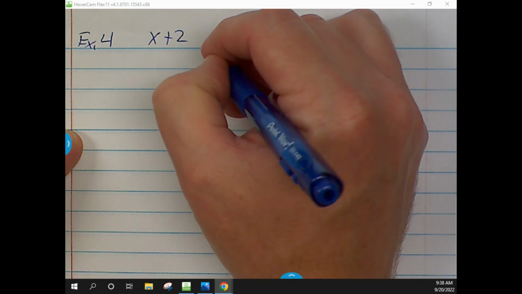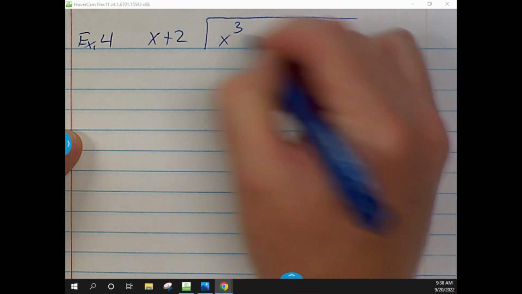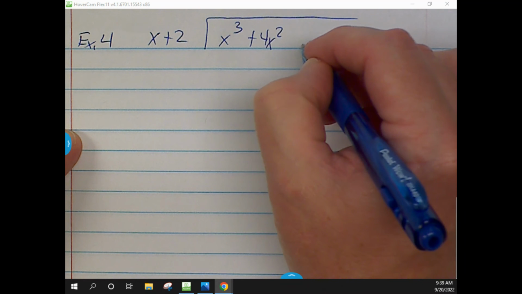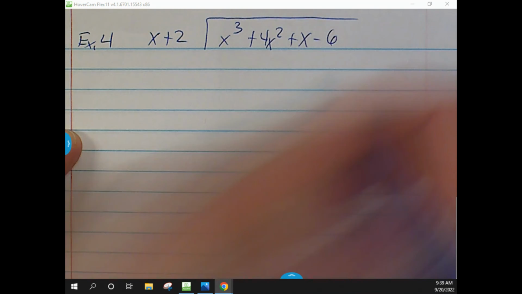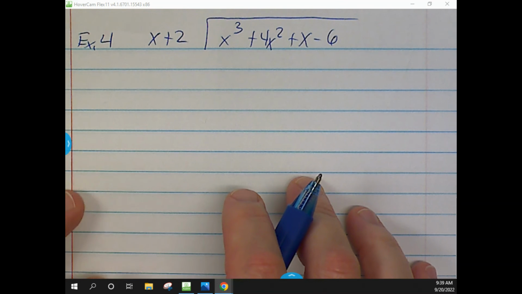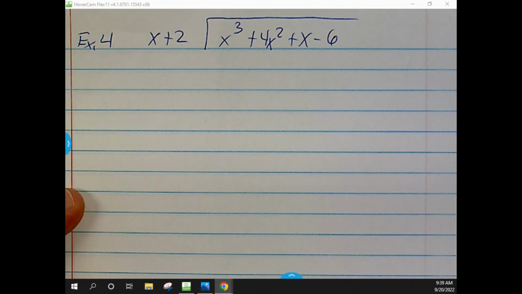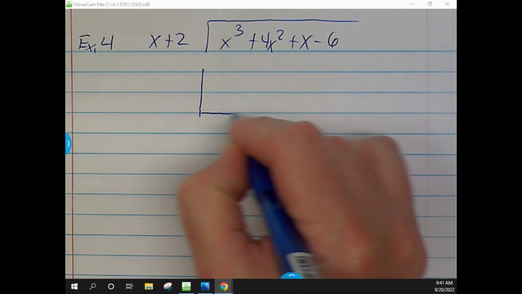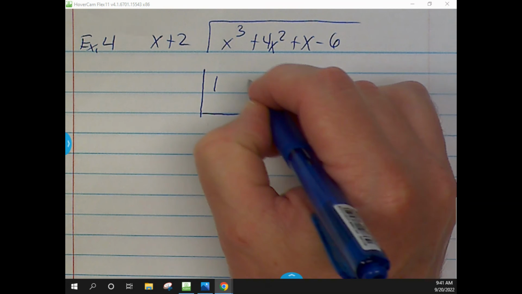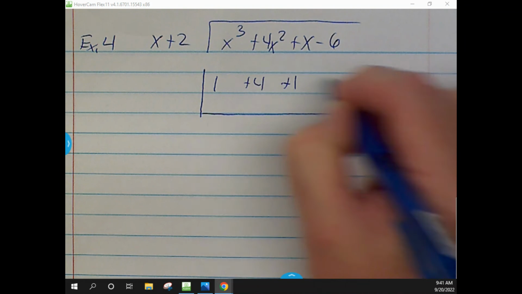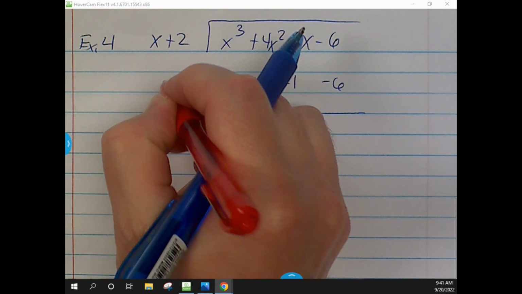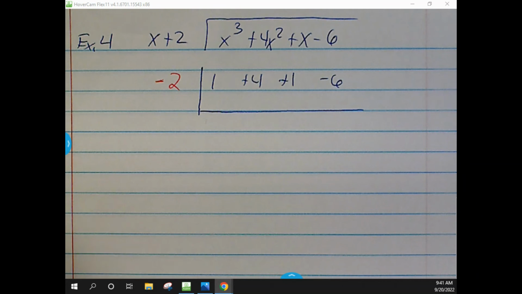All right. So let's do x plus 2. Let's divide that into x to the third plus 4x squared plus x minus 6. All right, so division upside down. Coefficients are 1, positive 4, positive 1, negative 6. And again, we're going to change that from a positive 2 to a negative 2.